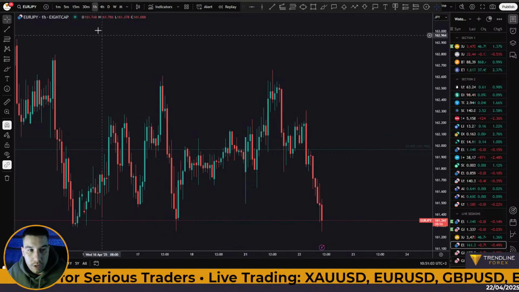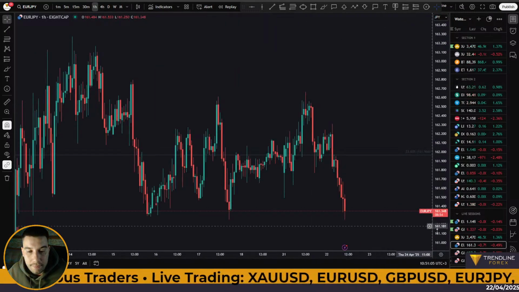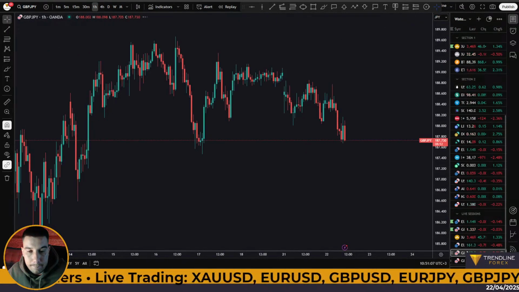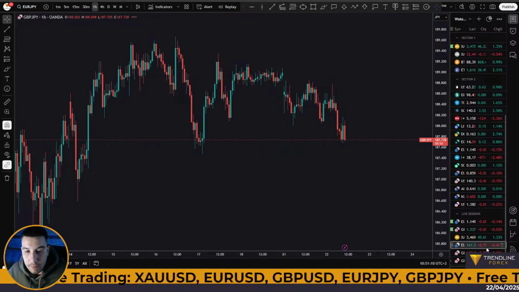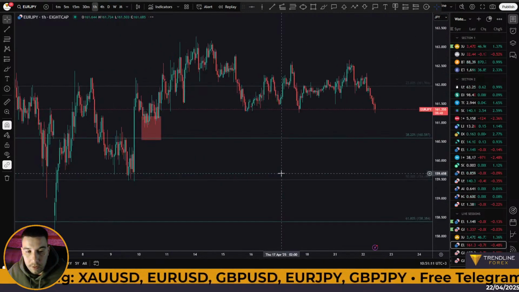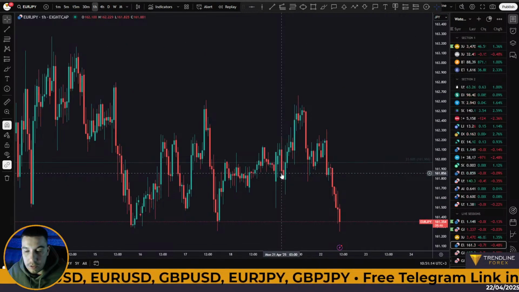So what's going on with the yen cross pairs? Yep, not much. Still trading around the same levels, which I'm not surprised, obviously.